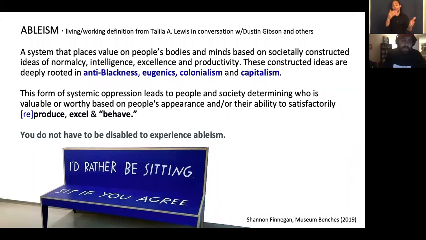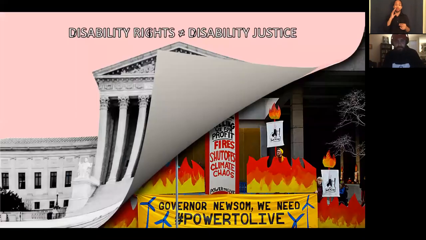This form of systemic oppression leads to people in society determining who is valuable or worthy based on people's appearance and or their ability to satisfactorily reproduce, produce, excel, and behave. You do not have to be disabled to experience ableism. There's also an image of Shannon Finnegan's artwork museum benches, which shows a bench that says, "I'd rather be sitting, sit if you agree." Next slide, please.